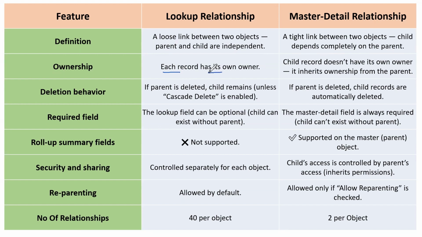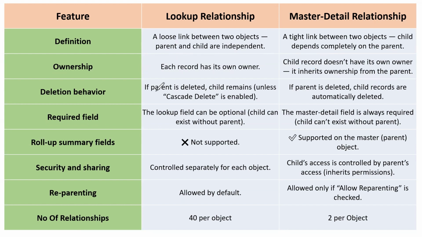Each record has its own owner. So what does that mean? That child record will have its own owner, and the parent record will have its own owner. But when it comes to master detail relationship, the child record doesn't have its own owner. It inherits the ownership from the parent. So whoever is the owner of the parent record will also be the owner of the child record.